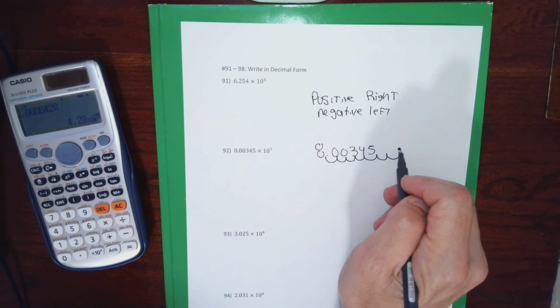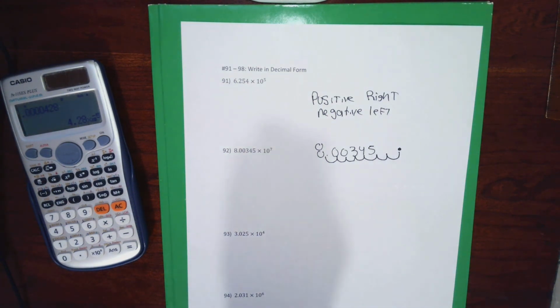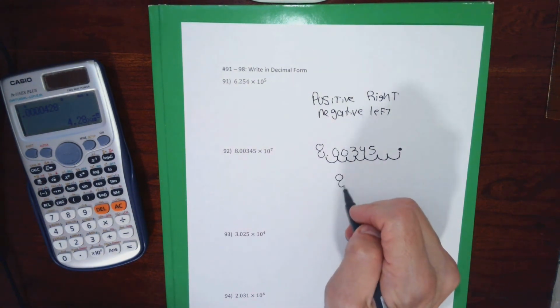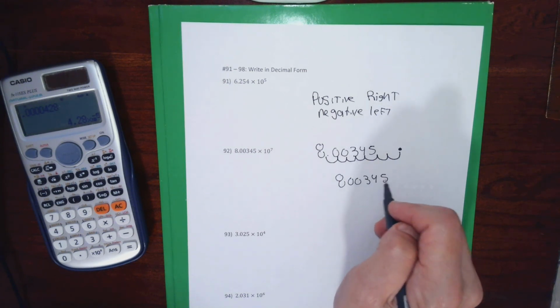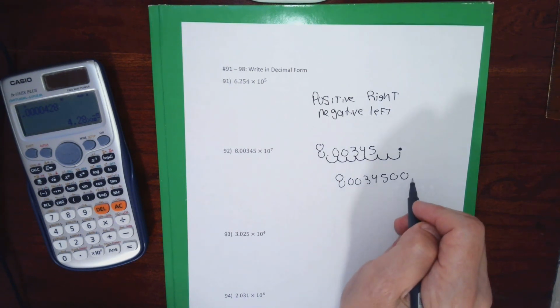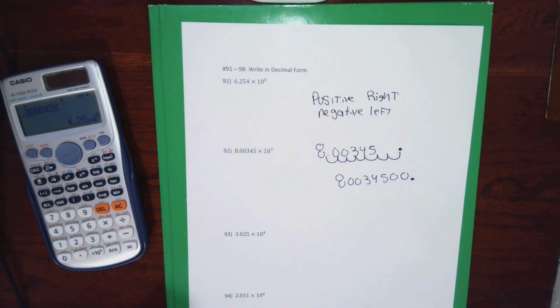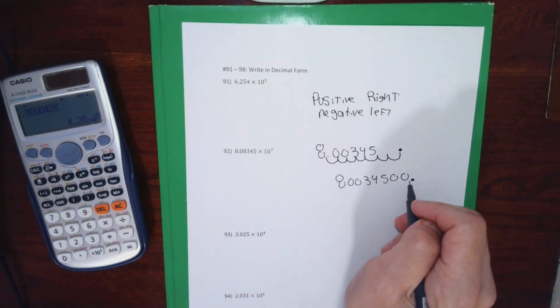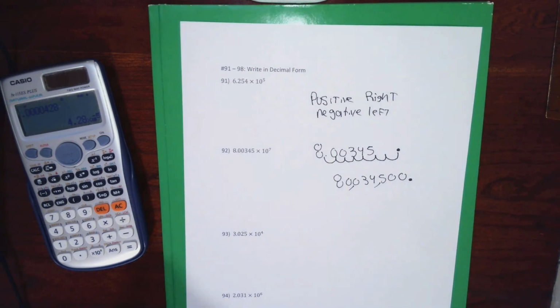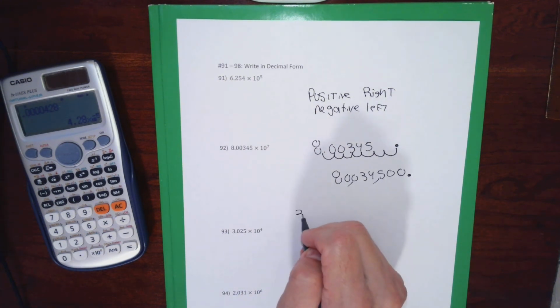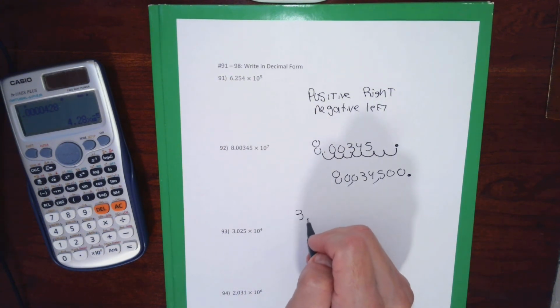I'm going to drag the decimal there, have to add 2 zeros. So I keep my 800,345. I add 2 zeros. I don't really need to write that decimal since it's not a decimal number. And add my comma. Start at the far right, count left 3, so it's 80,034,500.